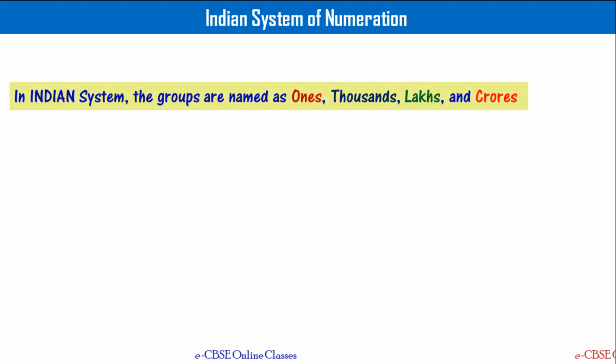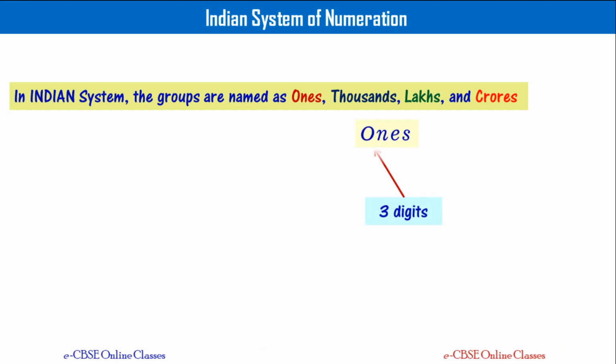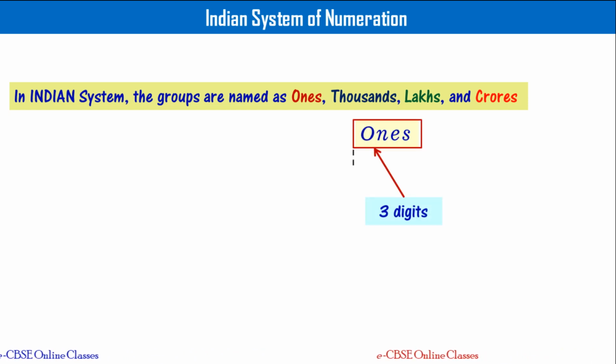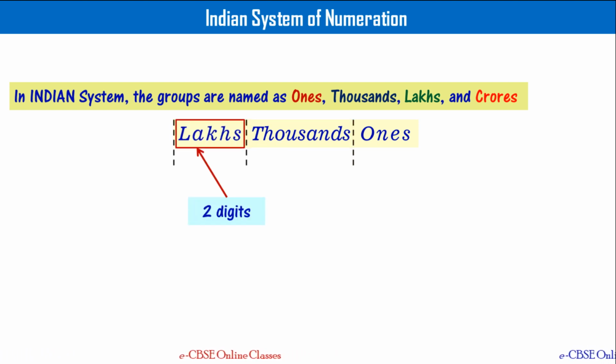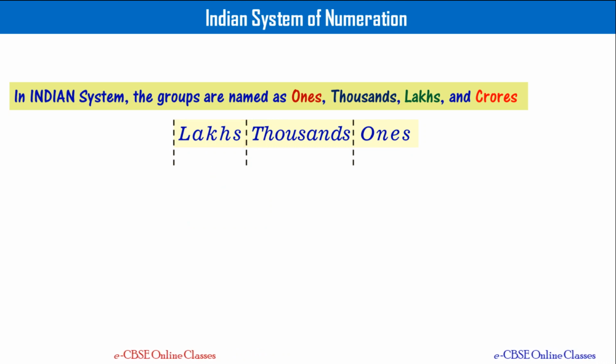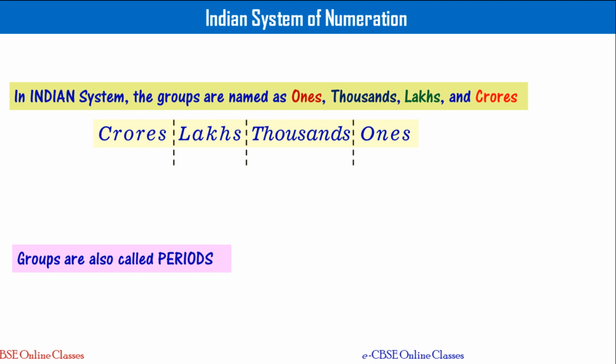In the Indian system of numeration, the groups are named as ones that have got 3 digits, thousands that has got 2 digits, lakhs that has got 2 digits, and crores. These groups are also called periods. Please take a note of that.